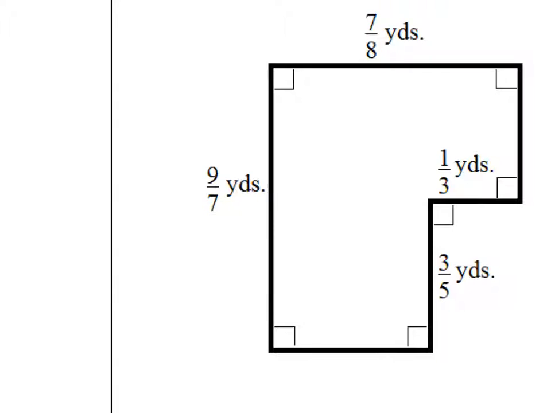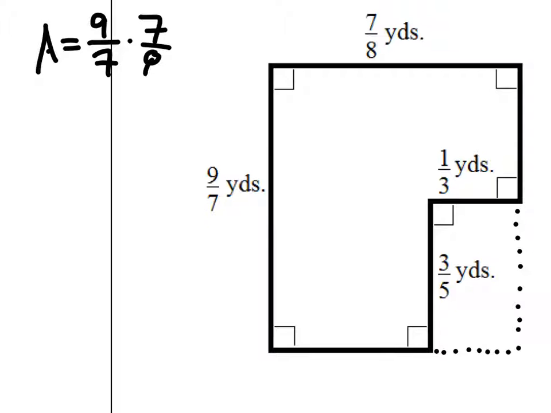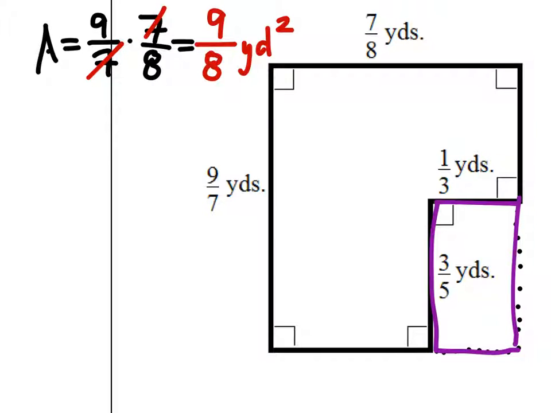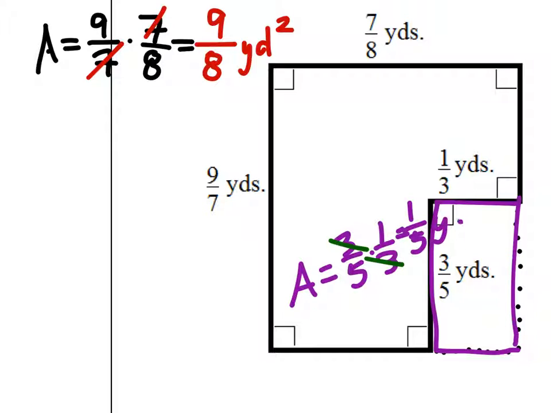All right, 4A. Once again, I'm going to treat this like it were a full rectangle right here. So the full rectangle, its area, we're going to keep these as fractions, by the way. So I have a length, 9/7 times the width, 7/8, which we can cross-simplify the sevens. And we have 9/8 square yards. But we have this portion, this rectangle, that we need to subtract off of it. So that area would be 3/5 length times width, 1/3. And the 3's cancel out on that. And we end up with 1/5 square yards.